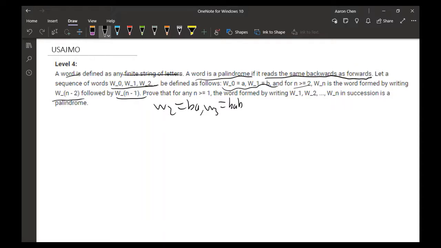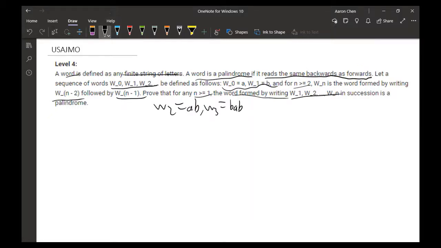So now we want to prove that for any n at least 1, the word that you get, sorry, this is AB. And so this is BAB. Okay, now that's right. The word formed by writing W1 through Wn in succession is a palindrome.